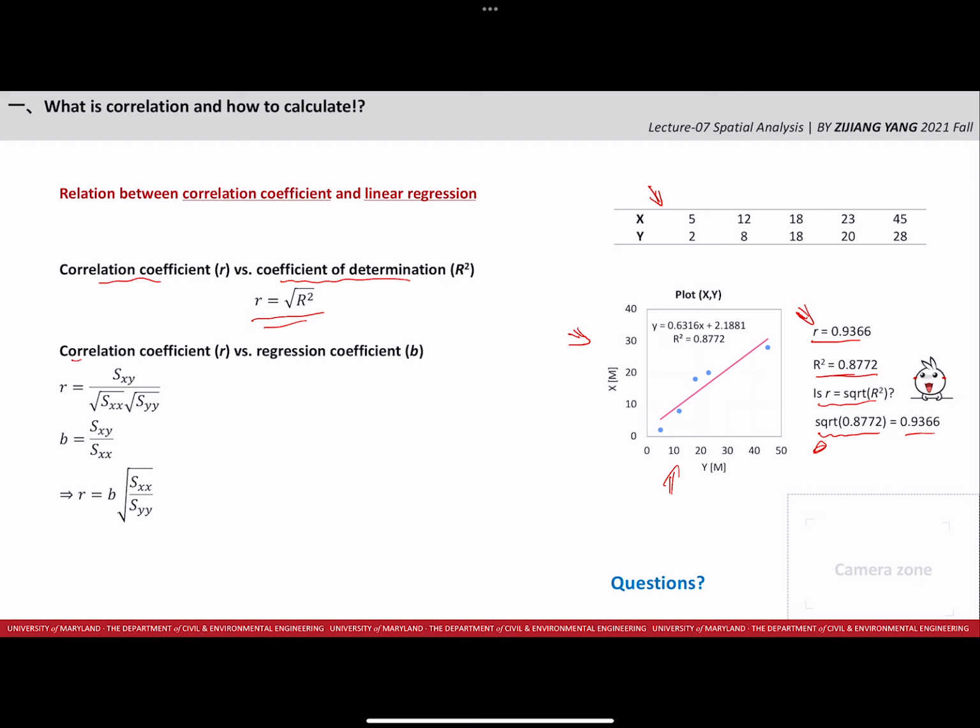We also have some other correlation coefficients, like the correlation between R and B. We know B refers to the slope. We can see that R and B are positively correlated, and the coefficient is this value. It also depends on our data.